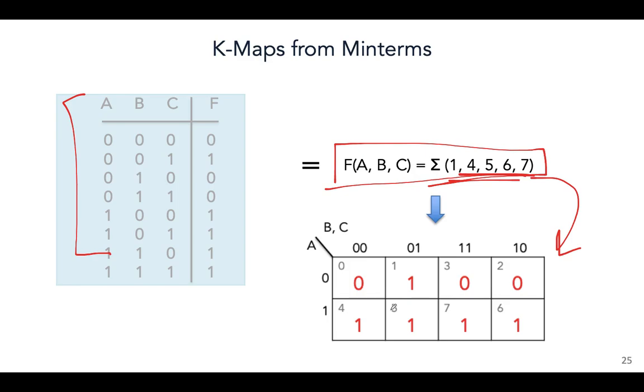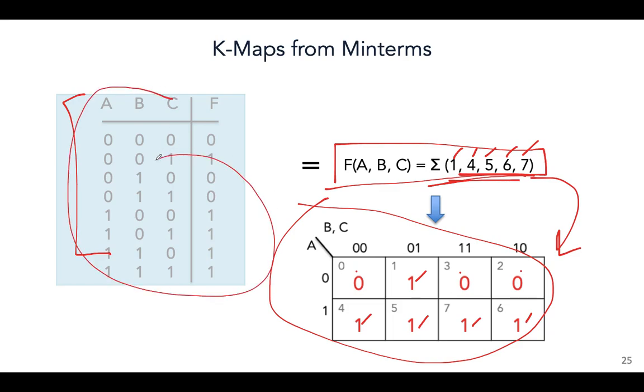Now all we have to do is put a 1 in all those cells whose number is mentioned here, and all the remaining cells will get a 0. Very simple. So I put a 1 here. Next was 4, so I put a 1 here. Next was 5, so I put a 1 here. 6, another 1, and 7, another 1 here. These were left, so these are my zeros. And now this is your final K-map for this truth table.